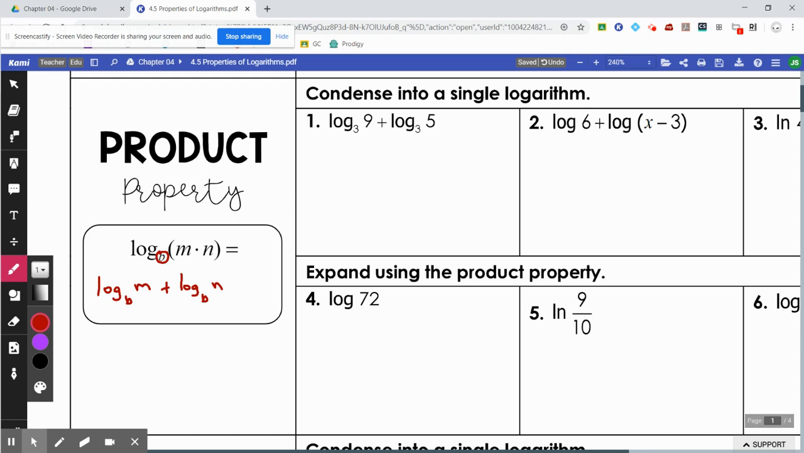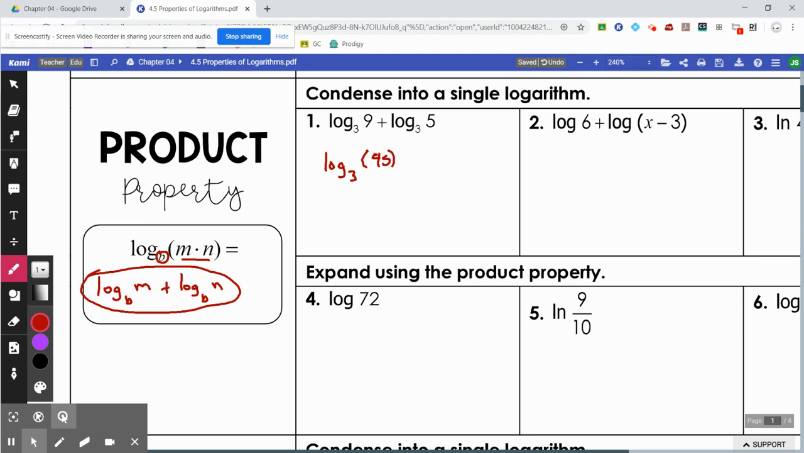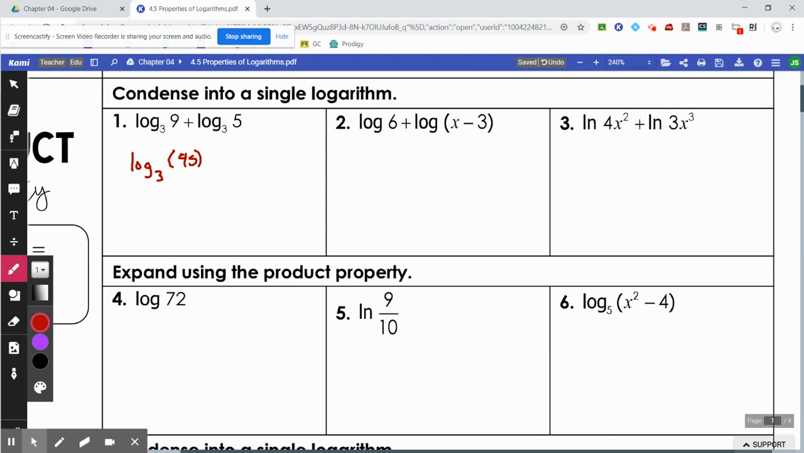Number one says to condense into a single logarithm using this property. So we're going to do this backwards. If we have two logs being added, we can take those arguments and actually multiply them. So log base 3 of 9 plus log base 3 of 5 would be the log base 3 of 9 times 5, which would be 45. Log base 10 of 6 plus log base 10 of x minus 3 can be combined into a single log by multiplying the arguments, and you're left with 6x minus 18.